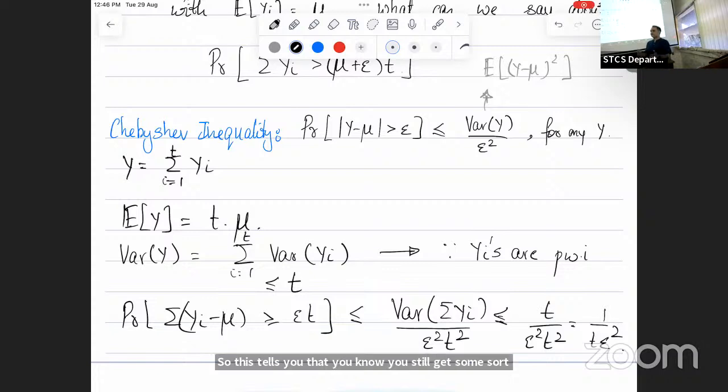It tells you that the sum of pairwise independent random variables is still going to be very close to the expectation, and the probability decays as you move away. Just that it doesn't decay exponentially with the number of samples, but it decays as a function of t, linearly.